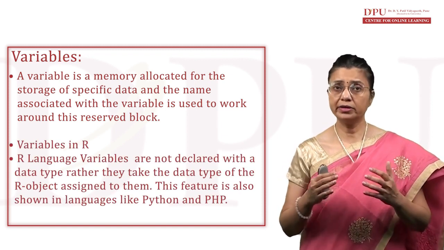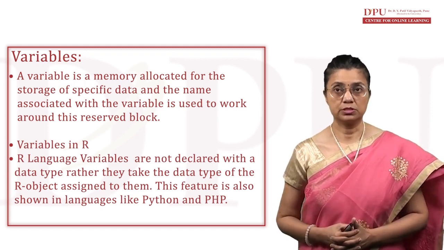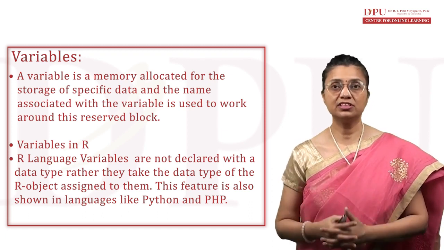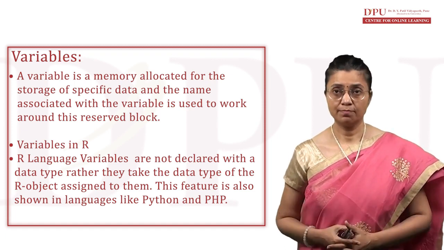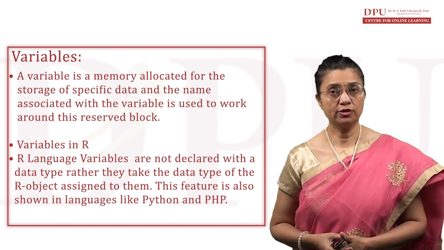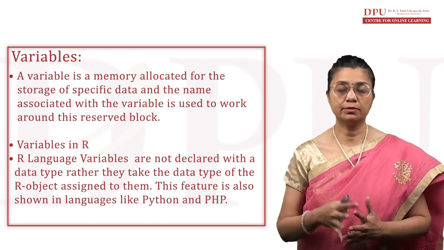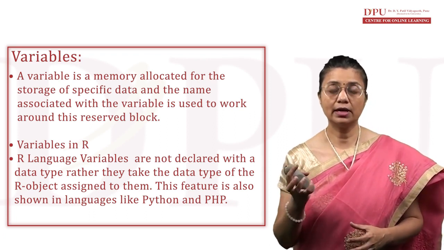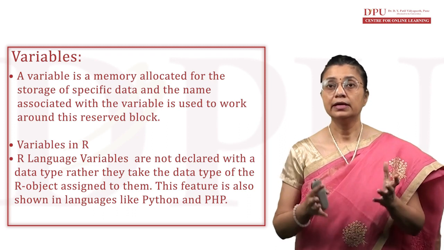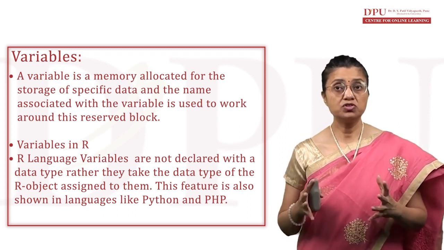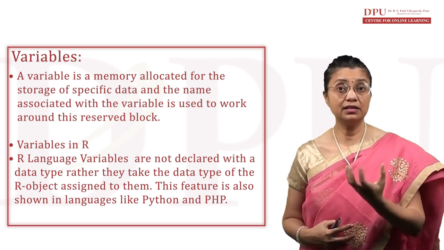Now, in R, how does it differ? In the R language, variables are not declared with a data type first. Like in C, we declare a variable with a data type, for example int a, b, c, or char a, b, c. But in R, we do not declare such variables. Rather, they take the data type of the R object which is assigned to them. So whatever is the data type of the R object, automatically the variable takes that data type, which means that I am relieved of the extra task of declaring a variable.